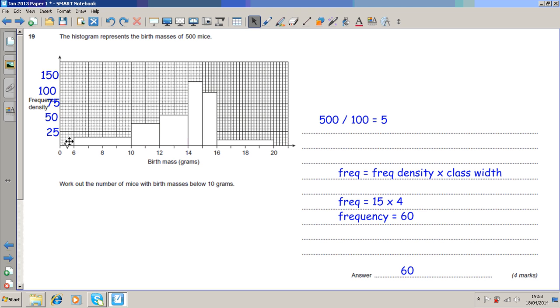The key is to try and work out what each bar is. So work out what the frequency density scale is, and once you know that, then you can use your rule to work out your answer. Sorted.